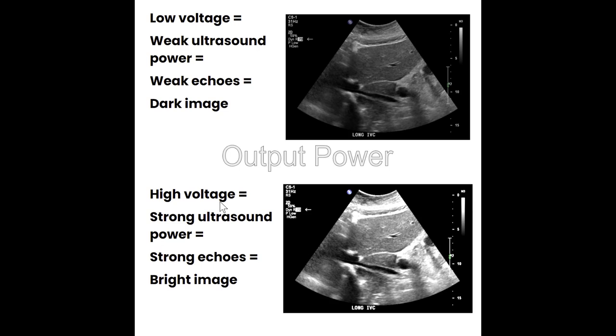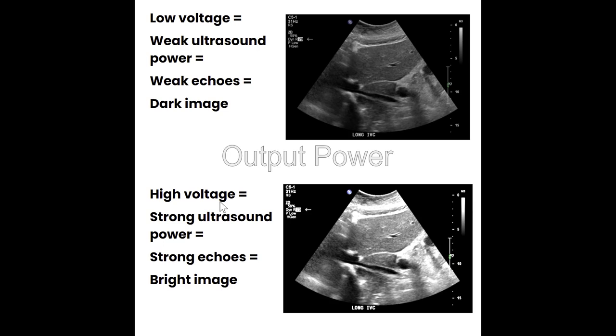So weak echoes are usually dark, strong echoes are usually bright, and we can kind of predetermine what we're going to get out of the body based on the output power from the pulsar. So if we're sending low voltages, we're going to get weak echoes back. If we send high voltages, we're going to get strong echoes back. So essentially what we're seeing with low voltages are darker images. With high voltages, we're seeing brighter images.